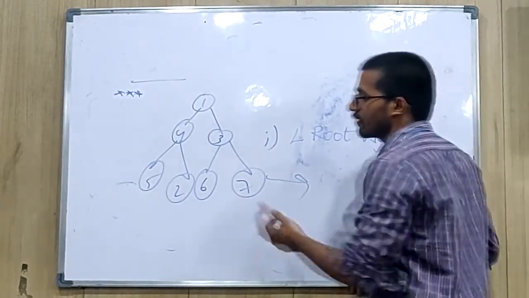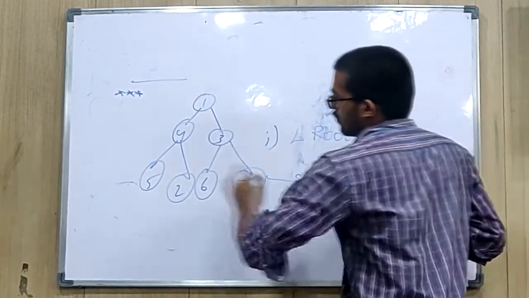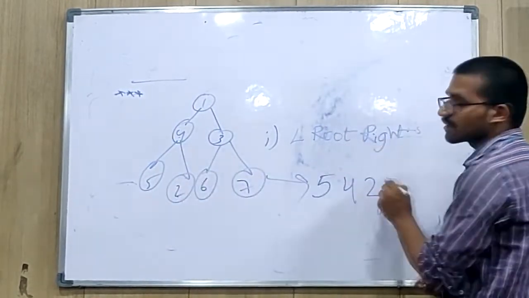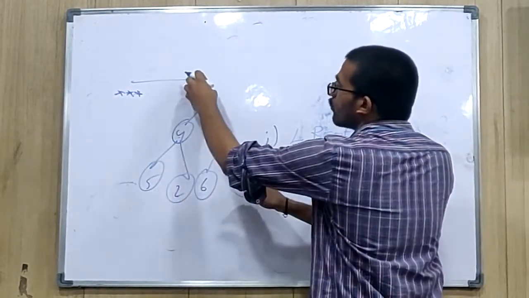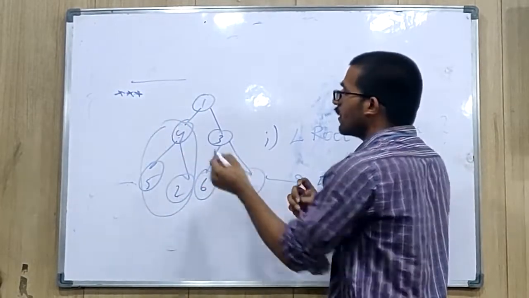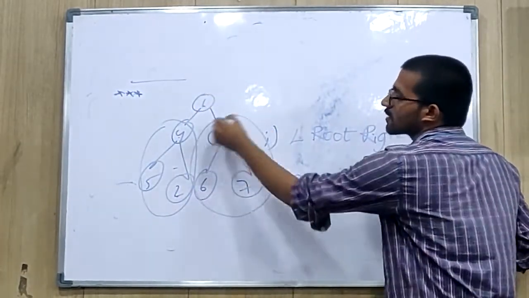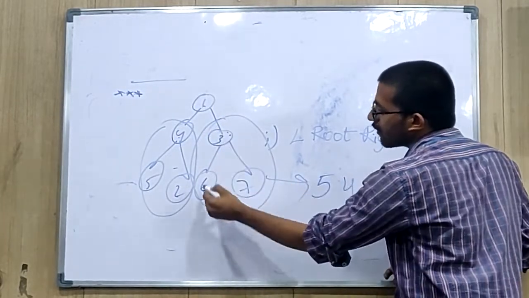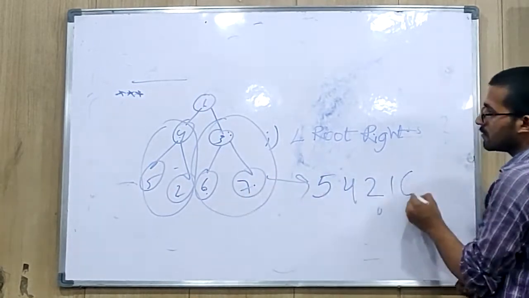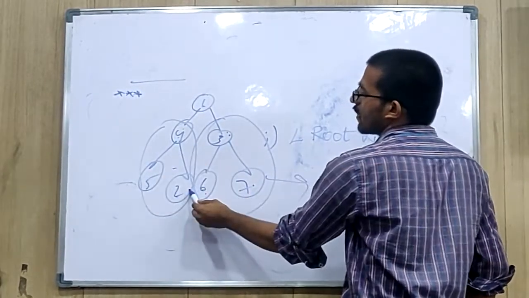In-order: left, find root, 4, 2, right. Again, we can go for root. It is over. Okay? Then you go for root. Again comes here. It is like a subtree. Again go for left, then comes to root and comes to right. 6, 3, 7. So left, root, right.